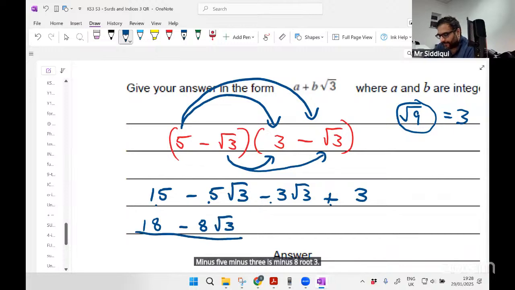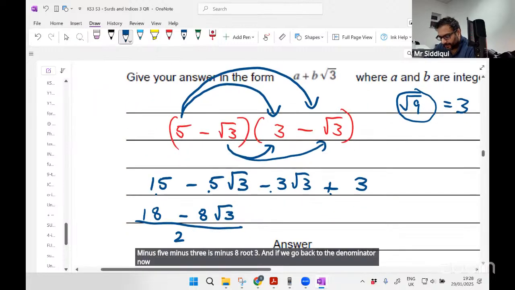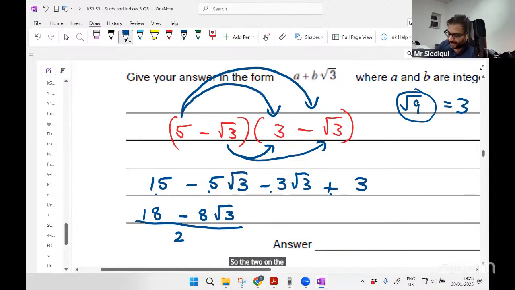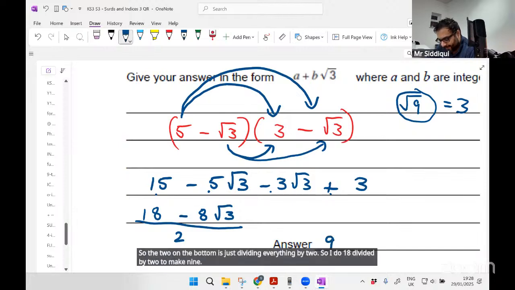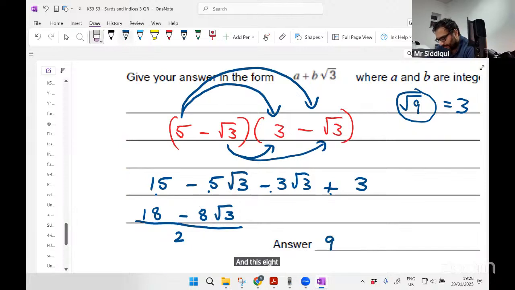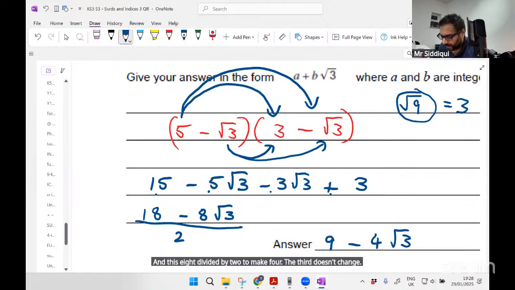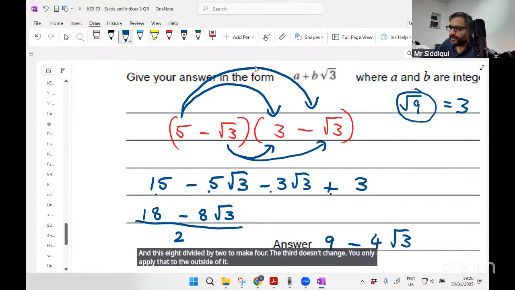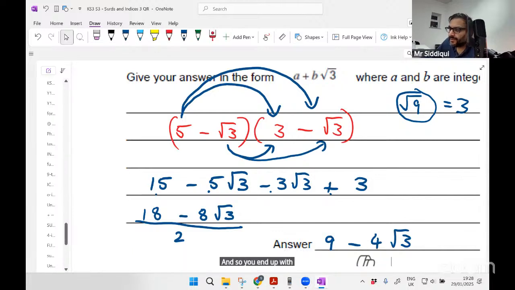And if we go back to the denominator now, they had a 2 on the bottom. So the 2 on the bottom is just dividing everything by 2. So I do 18 divided by 2 to make 9. And this 8 divided by 2 to make 4. The surd doesn't change. You only apply that to the outside of it. And so you end up with the answer. That's quite a difficult question, to be fair. 4, 6, 13, and 17.